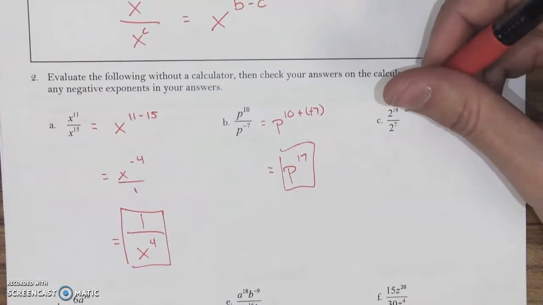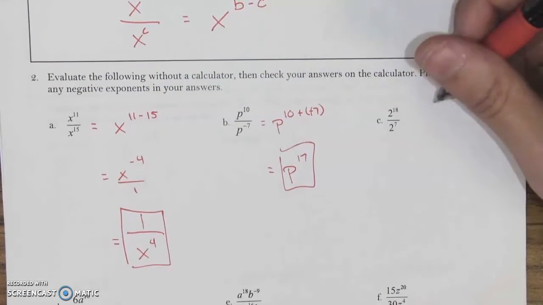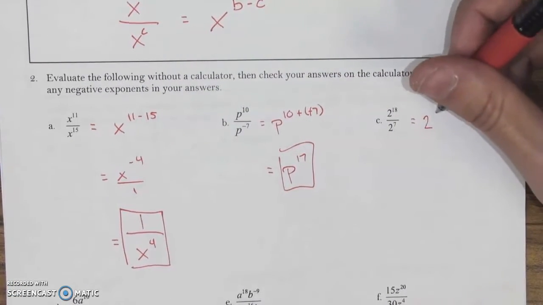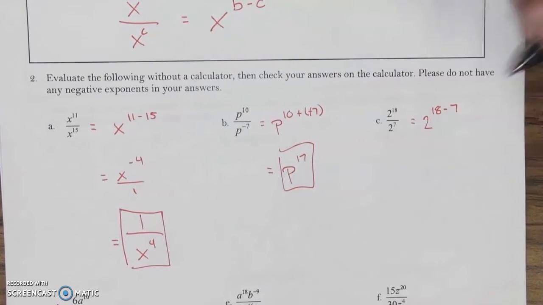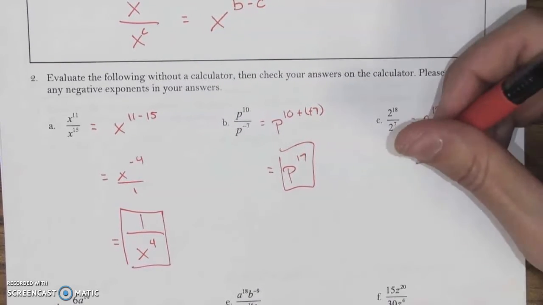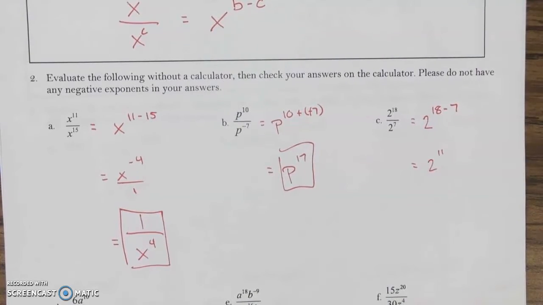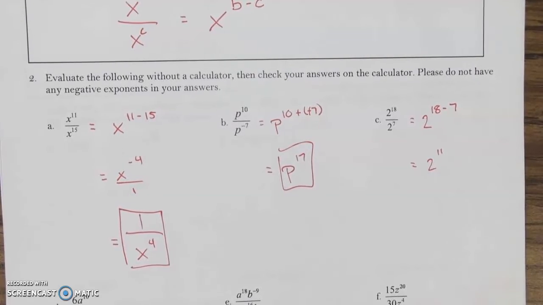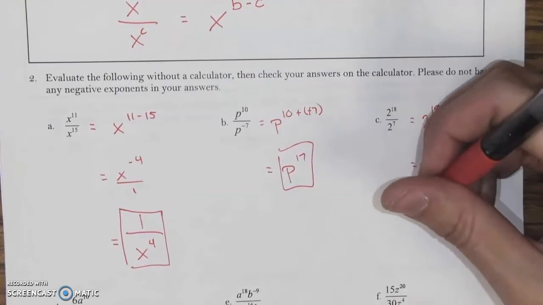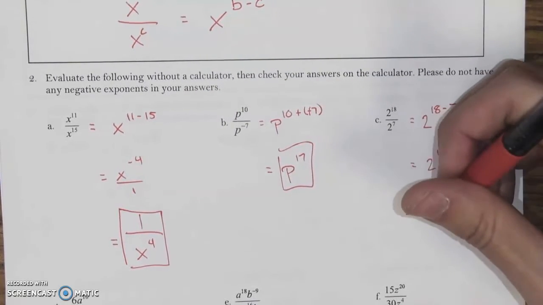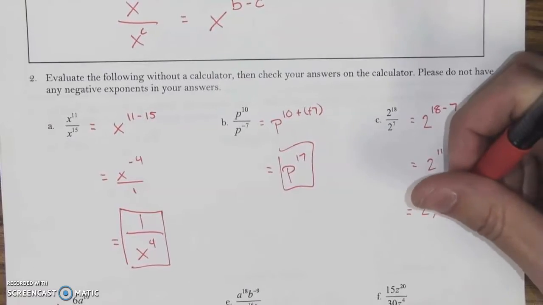Here we have 2 to the 18 over 2 to the 7th. This is the same as 2 to the 18 minus 7. 18 minus 7 gives us 11. And anytime your base is a number, we want you to evaluate. We know 2 to the 11th is 2 times itself, 11 times. Plug that into your calculator and you get 2048.